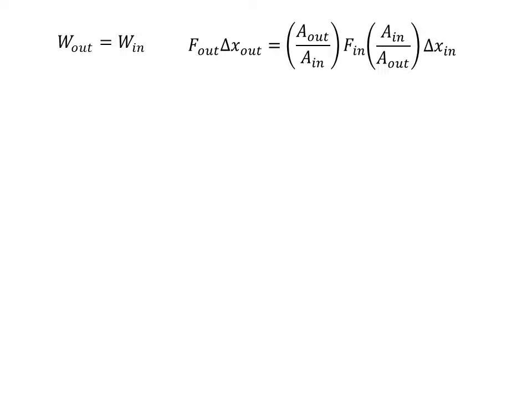We can look at these two ideas in terms of the work. The work that's being done by this machine should be equal, so the work in is equal to the work out. Well, the work out is the force out times this delta x out, which is equal to A out divided by A in times the force in, that's the force out. And delta x out is equal to A in divided by A out times delta x in. These two cancel, and we see that we do find that W out is equal to W in.